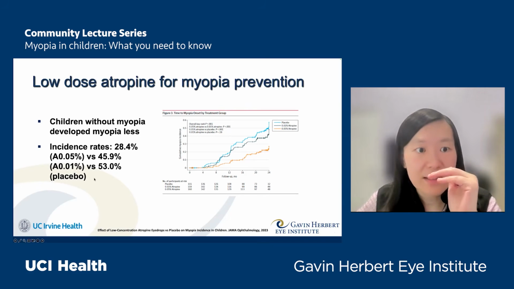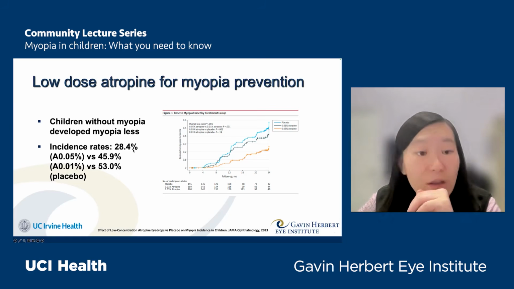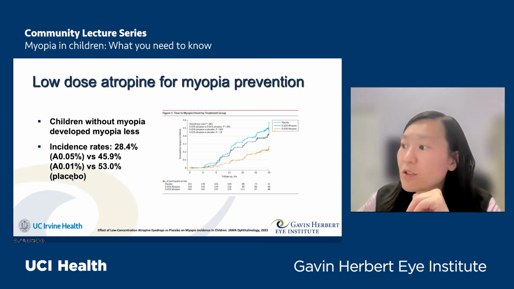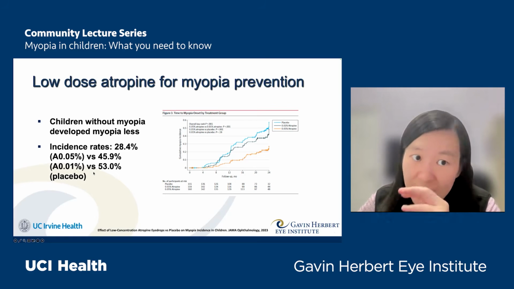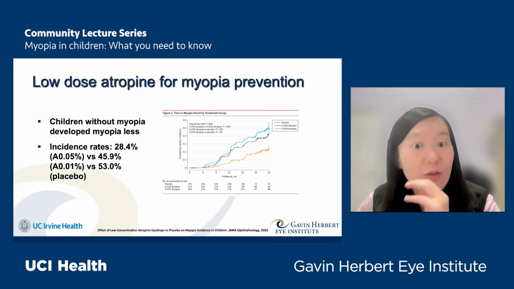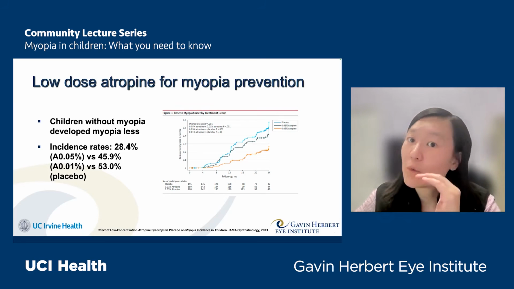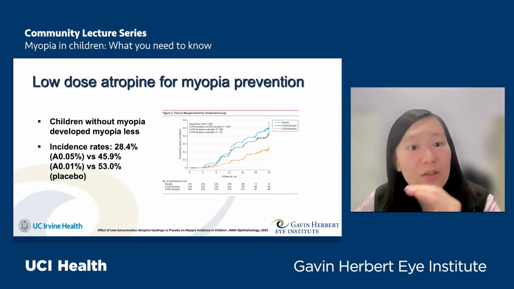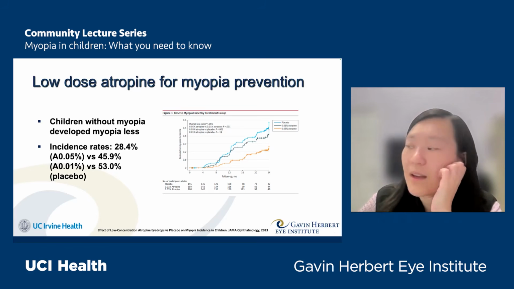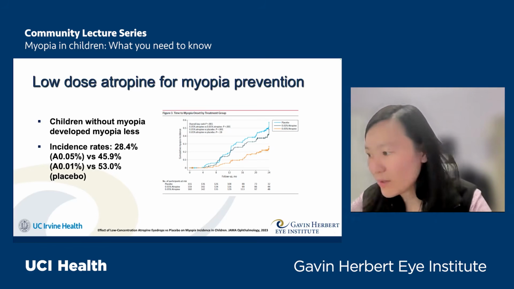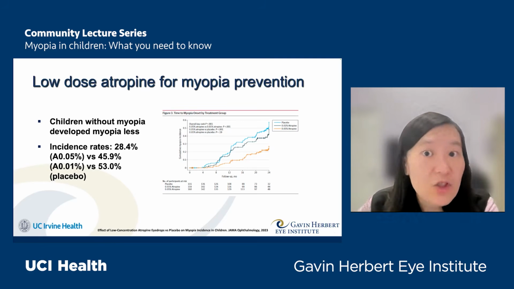As you can see, of the kids who started on 0.05%, only a quarter developed myopia, versus those who had placebo, and even the 0.01% had 45, 46% versus 50%. So if you were going to become nearsighted and you started the drops early, you may not become nearsighted, by about half of improvement. That's a sign that low-dose atropine is effective for myopia prevention as well.